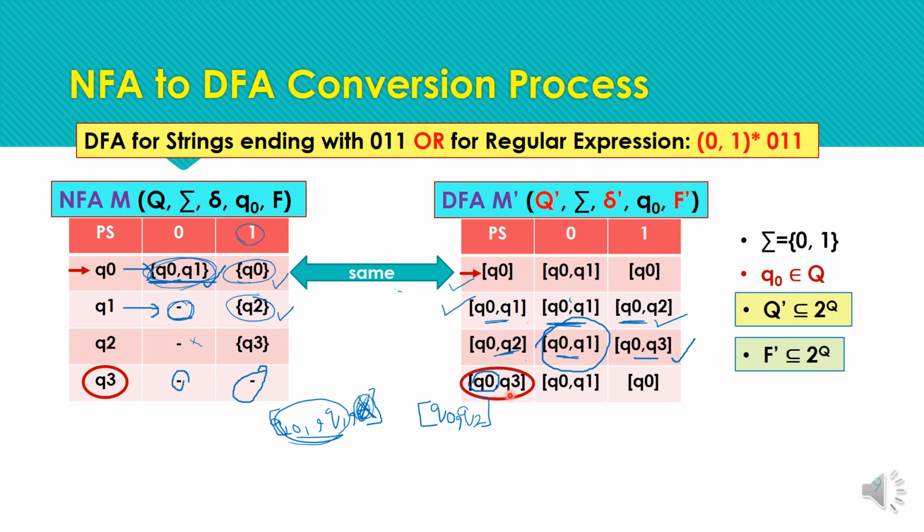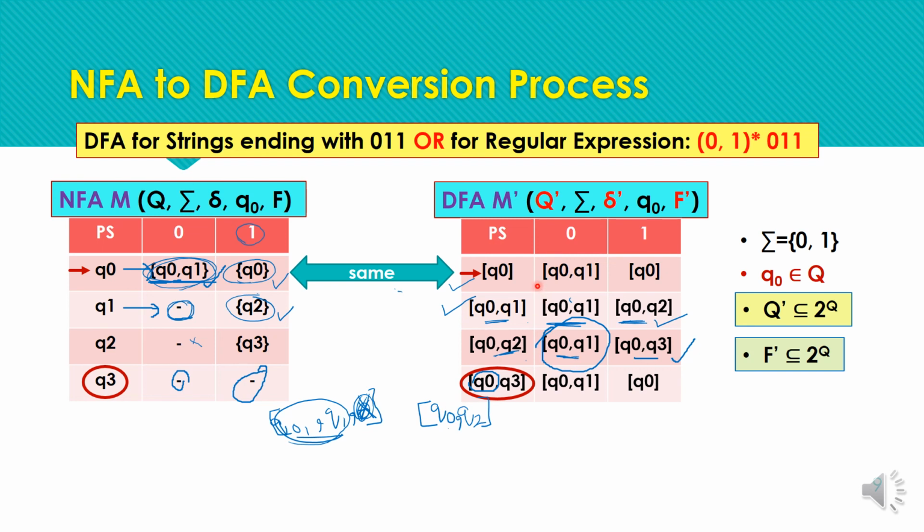Next, finding out the final states. In the resulting states of DFA, all the states having the final state Q3 in their set will be final states of the DFA. We have 4 states over here, and out of these 4 states only this state is having Q3 as one of its set elements. So only this state will be the final state of the resulting DFA.